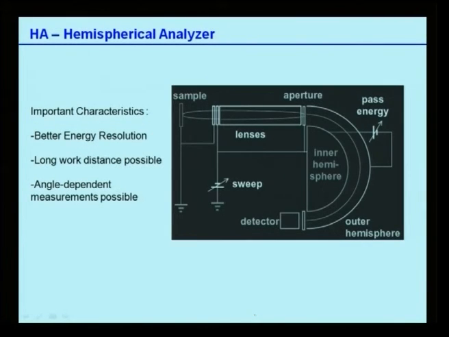You can always use a hemispherical analyzer, which is what I discussed at the beginning. This is the inner hemispherical electrode, and this is the aperture where the sample electrons fall, and then they go through this hemispherical detector and are detected.